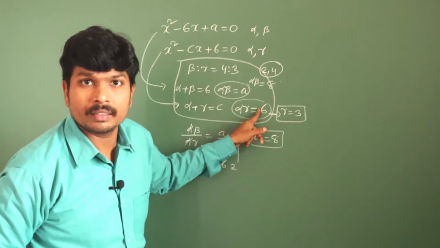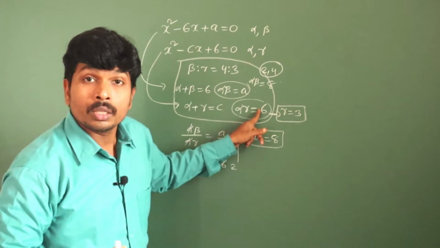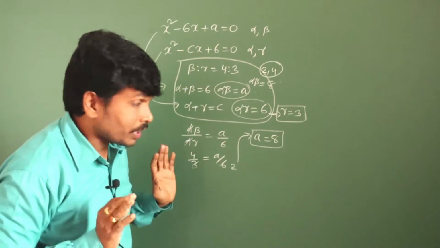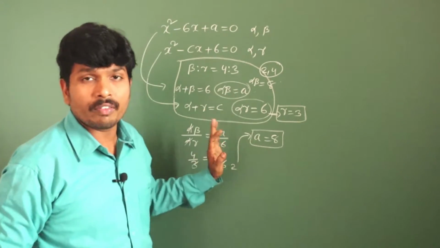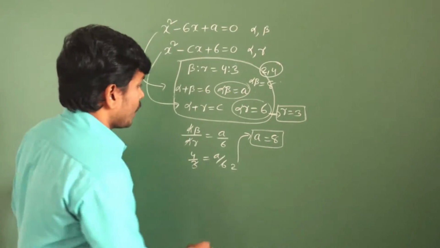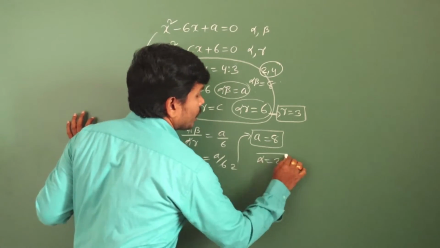6/4 is a fraction, that value is 3/2. But gamma and beta are integers, no? So that's why you must take alpha value 2. There is no chance to take 4. So your alpha value is 2. So your common root is 2.